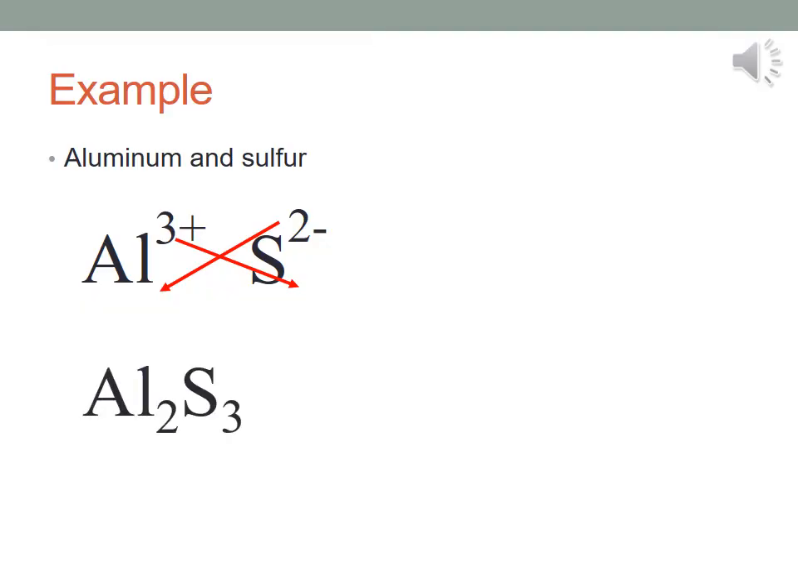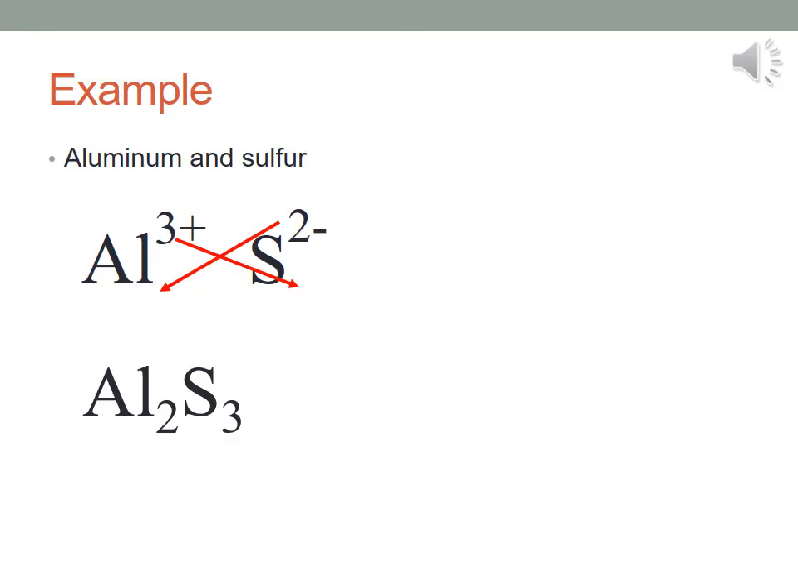Let's take a look at another example. If we were to put aluminum and sulfur together into our compound, let's figure out how it would look. The first thing we want to do is write down our symbol for each element. On our periodic table, we can find that aluminum is Al and sulfur is S. Remember, it's very important to keep track of if the letters are capital or small. Our first letter is always capital, our second letter is always lowercase.